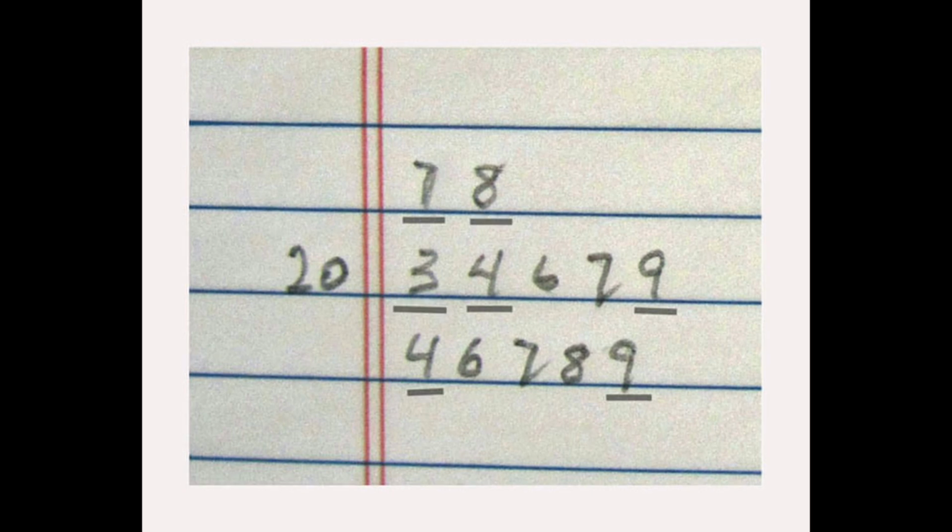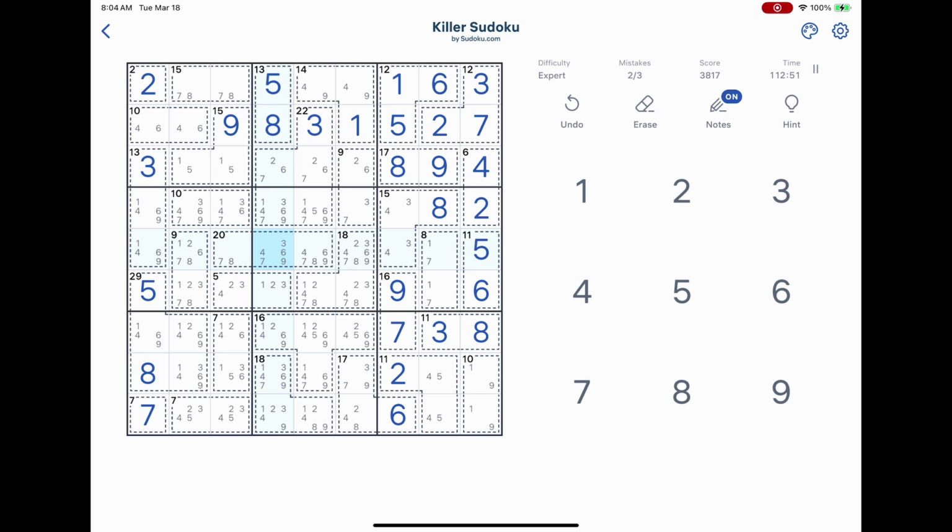Yes. 8 and 4 is 12. Nope. 8 and 6 is 14. Nope. 8 and 7 is 15. Nope. 8 and 9 is 17. Nope. Okay, we can delete the 6 7 and the 6 7 8. That's a 3 4 9 triple in row 5. Apply the triple to row 5.